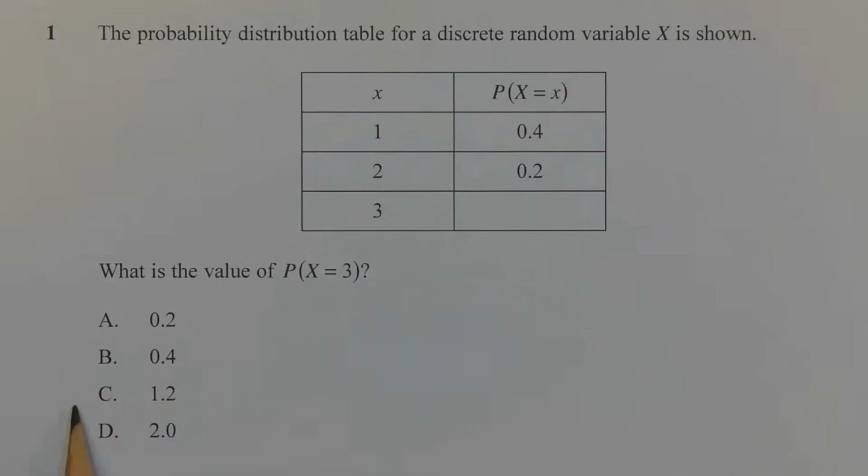So options C and D are both incorrect. Now the sum of the probabilities must equal 1 or 100%. So the value that's missing here must be such that all three values added together equal 1, which means 0.4 belongs in this space. So the probability that x equals 3 is 0.4, therefore the correct answer is option B.